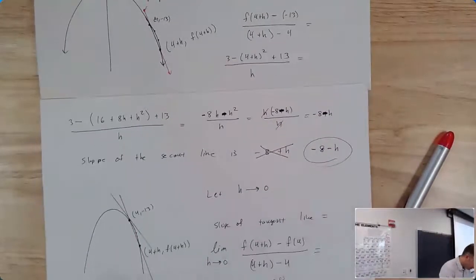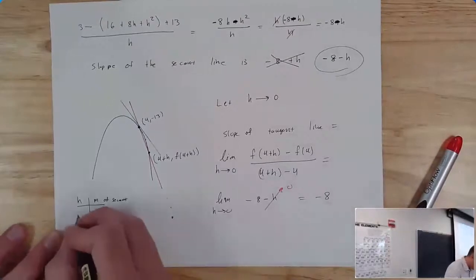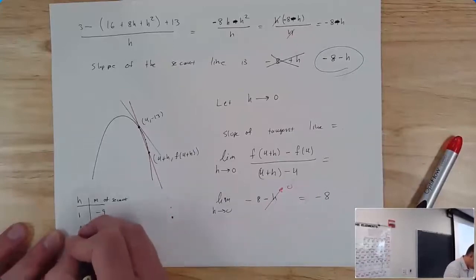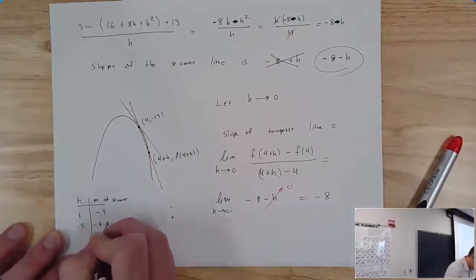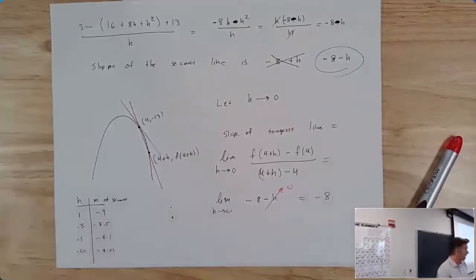So for example, if we made a little table, here's h and here's the slope of the secant line. If I picked an h value like 1, the slope of my secant line would have been -9. And if I picked a value a little smaller, like 0.5, I would have had -8.5. And 0.1, -8.1. And 0.01, right? We were getting closer and closer and closer to -8.